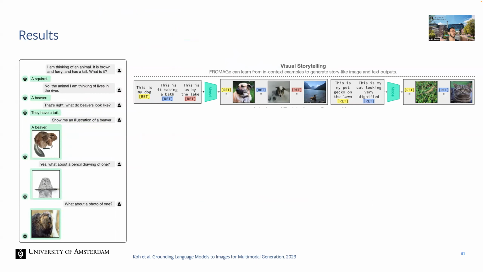You can also do something like visual storytelling. So remember, red is just part of the dictionary, basically. So you can do: this is my dog, this is it taking a bath, this is us by the lake, red, red, red. And then you push this through the model, and this is all just one context, right? Now you look at what images would have been retrieved by the red tokens. Indeed, it knows it is a dog from the first sentence, and all of these can be returned like that.